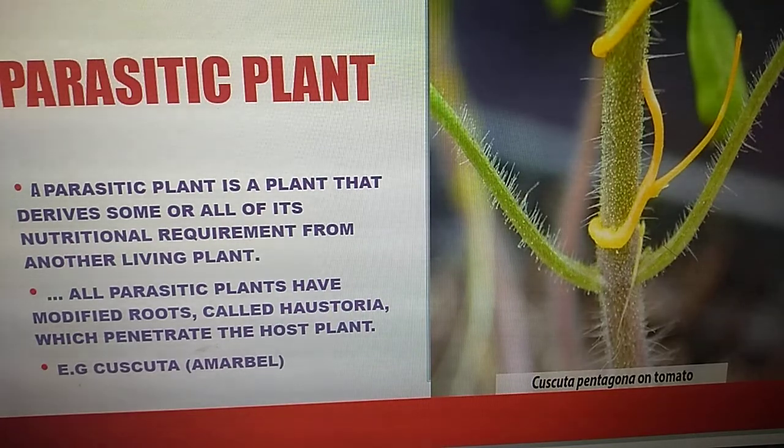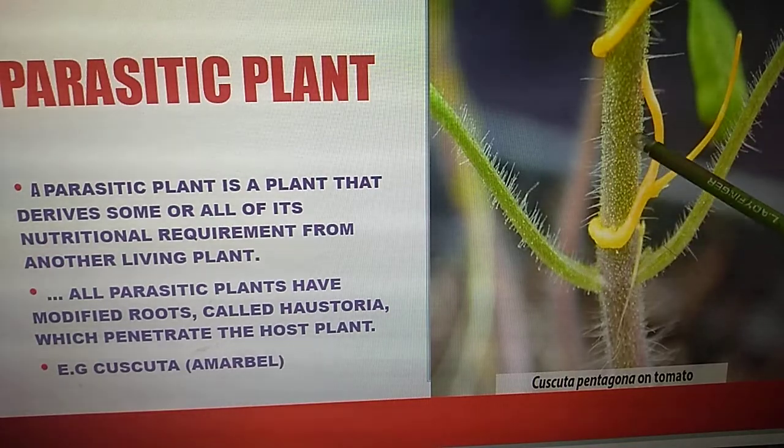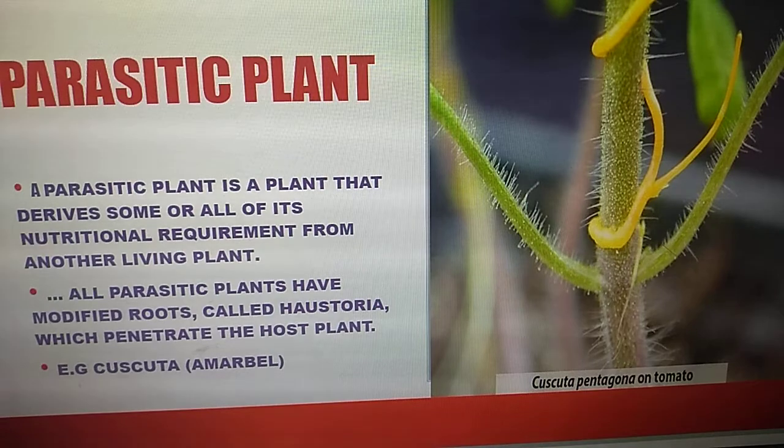All parasitic plants have modified roots called haustoria, which penetrate the host plant. Here you can see the picture of amarbel or cuscuta, and this one is the tomato, and this amarbel is coiling around the stem of tomato in order to obtain nutrition. This yellow colored portion is amarbel or cuscuta, which is a parasitic plant, and tomato here would be called the host because cuscuta is obtaining food from the tomato.